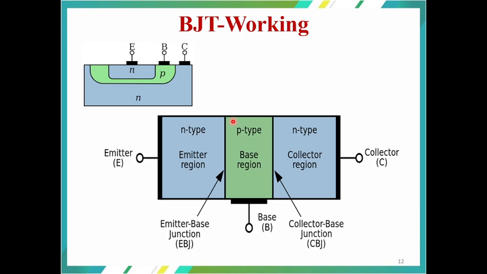Now we are going to discuss the working of the BJT. We know that it has three layers: one is the N layer, another is a P layer, and another is the N layer. That is the NPN transistor. Here you can see that this is going to be the emitter region, this is going to be the base region, and this is going to be the collector region. So this junction is known as the emitter base junction, and this junction is going to act as the collector base junction.